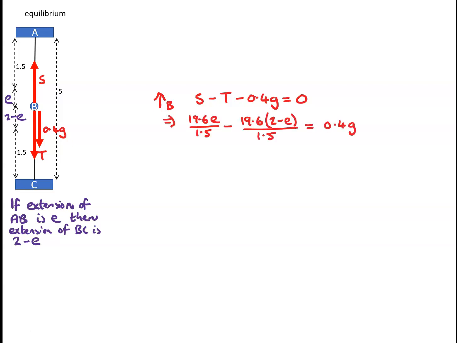Now, for S, we've got lambda times the extension of that string divided by the natural length. So that's going to be 19.6 times e divided by 1.5. For T, again, we've got lambda times the extension of the string BC divided by the natural length. So that's 19.6 times 2 minus e divided by 1.5.